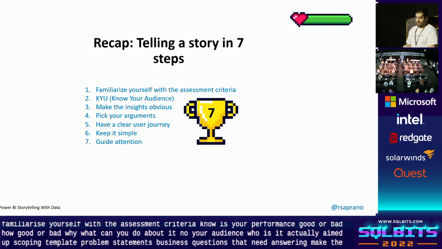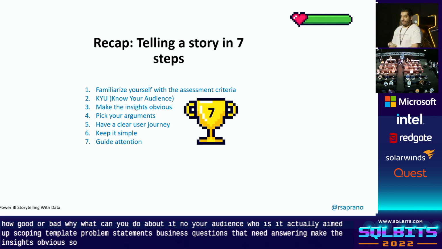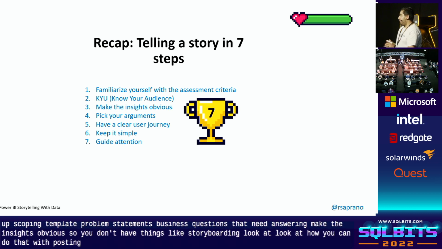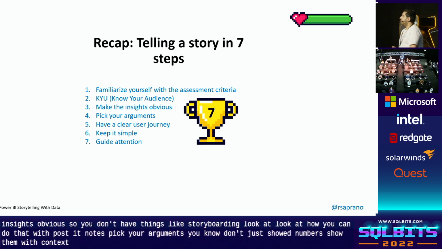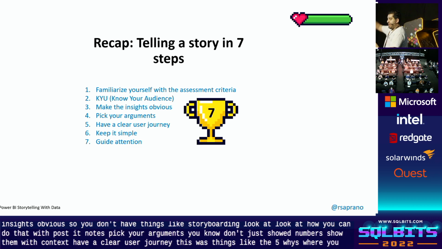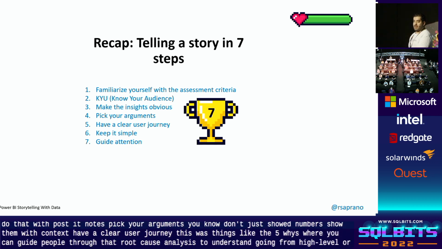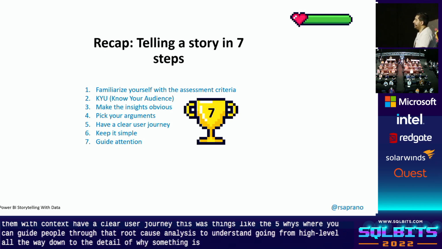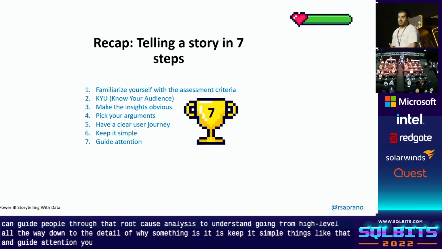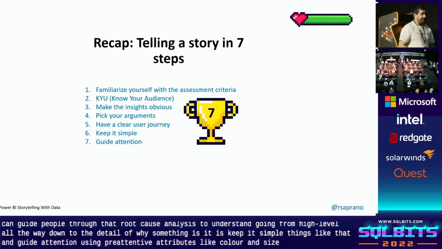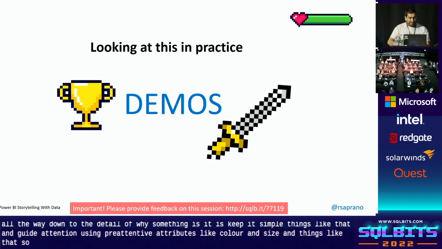Make the insights obvious, so have things like storyboarding. Look at how you can do that with post-it notes. Pick your arguments. Don't just show numbers, show them with context. Have a clear user journey. This was things like the 5 whys, where you could guide people through that root cause analysis to understand, going from high level all the way down to the detail of why something is what it is. Keep it simple, remove chart junk, and guide attention using pre-attentive attributes like color and size. So yeah, finally down to some demos.